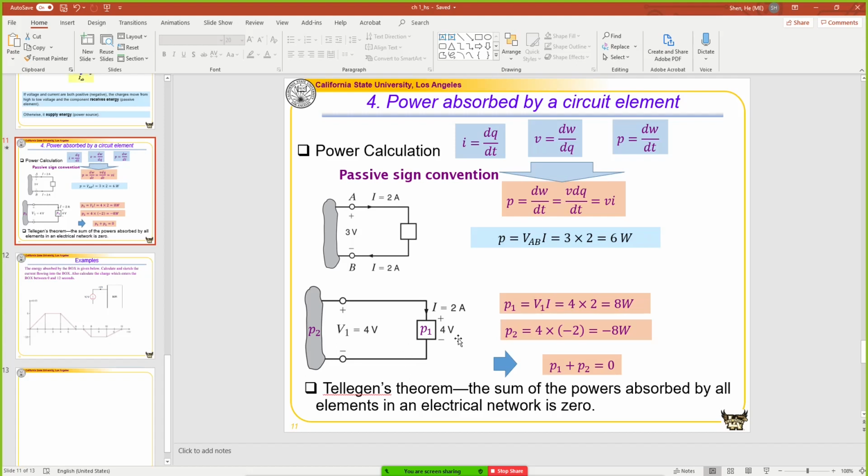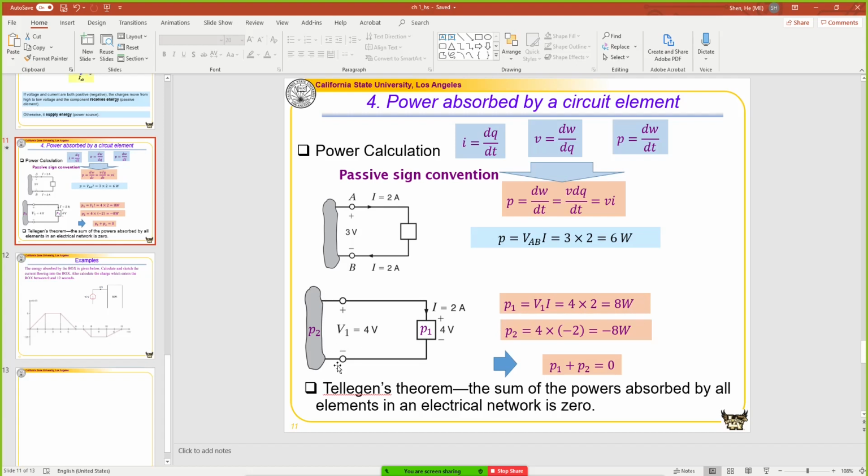Let's look at a second example. For this element P1, this is the voltage reference polarity, and this is the current reference direction. So we know that it flows from the high voltage end to the lower voltage end according to the definition of a reference polarity. So it follows the passive sign convention. And if we know the voltage is 4 and the current is 2, we can find that the power is 8 watts. So this element is a passive element. It absorbs energy at a rate of 8 watts.